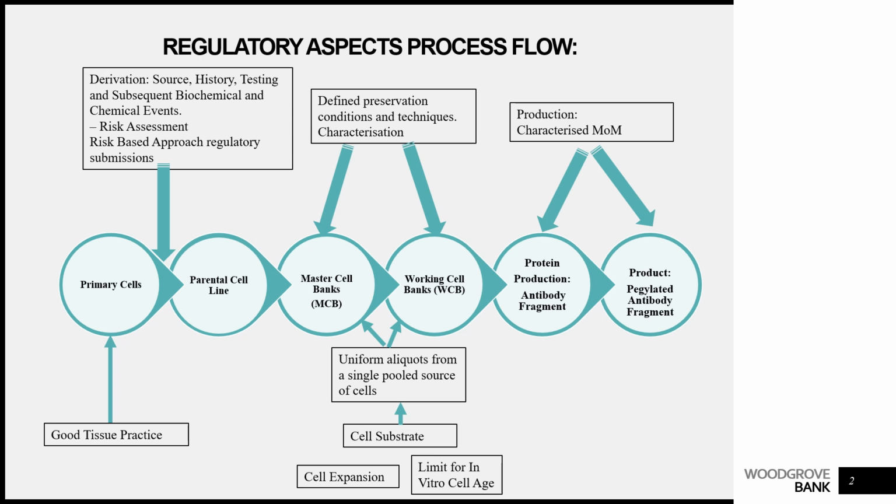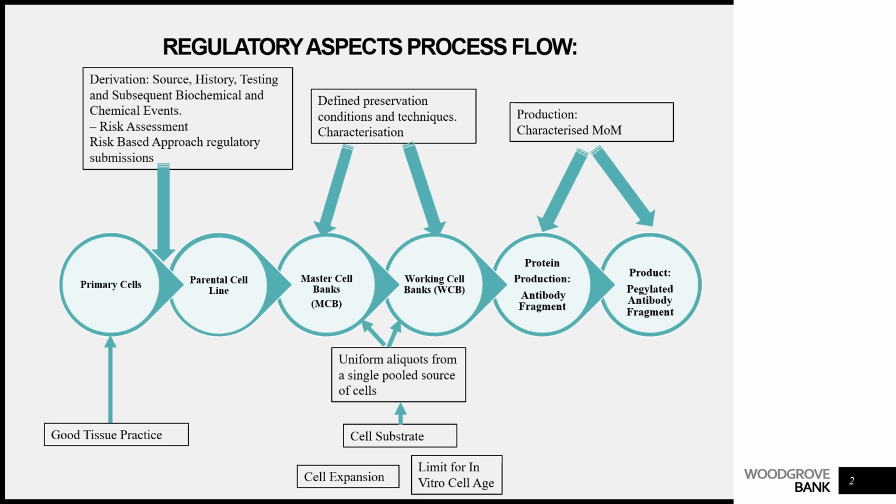The master cell bank is the initial, the first step, and the working cell bank is derived from the master cell bank. The working cell bank is then used to produce more cells, to expand further until you get to what we call the end of production, or the limit for in vitro cell age for production, where this is the volume of cells that is required to produce a good yield of the protein product once we induce those cells to do so.